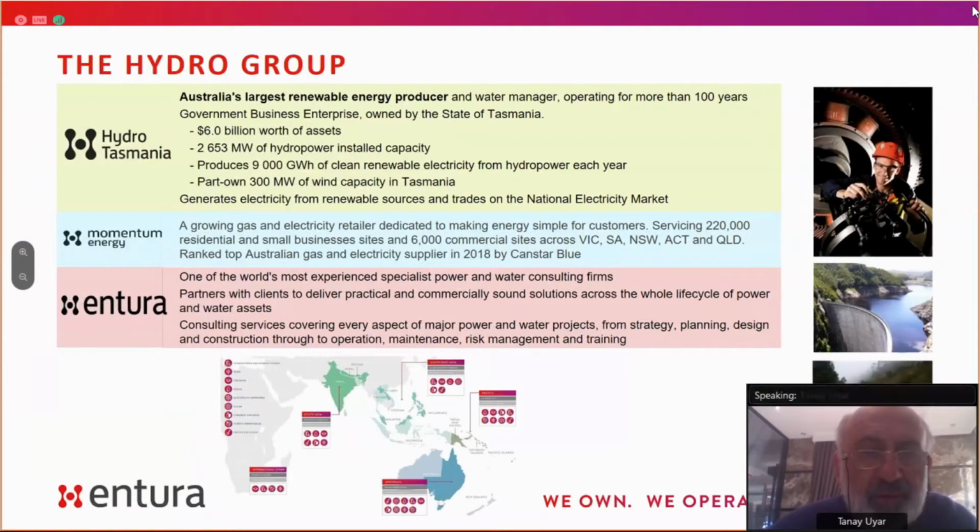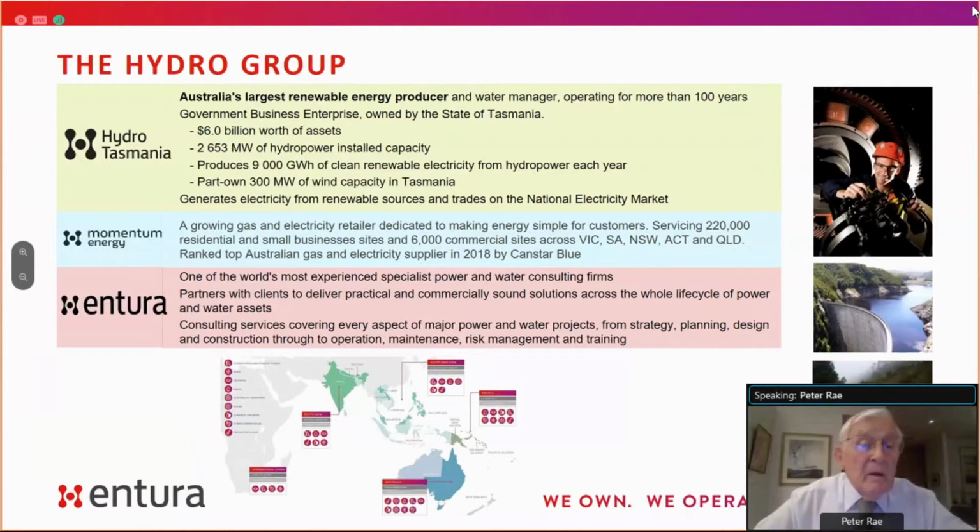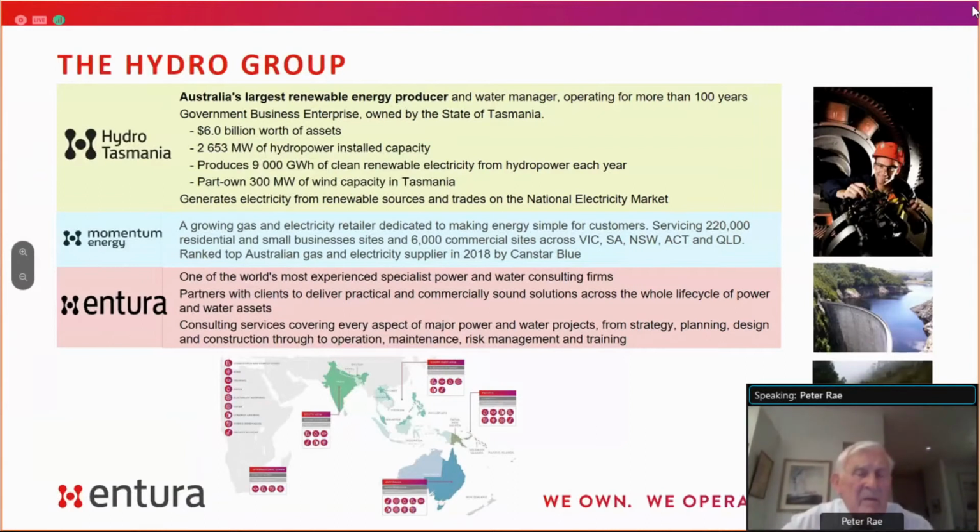Hydro Tasmania is Australia's largest renewable energy generator, and it has for more than a century been generating electricity from hydropower, but has moved on to developing wind in the 1990s, and since then some 300 megawatts of wind is owned or part owned by Hydro Tasmania, and quite a bit also developed by other owners, so there is a significant amount of wind generation.